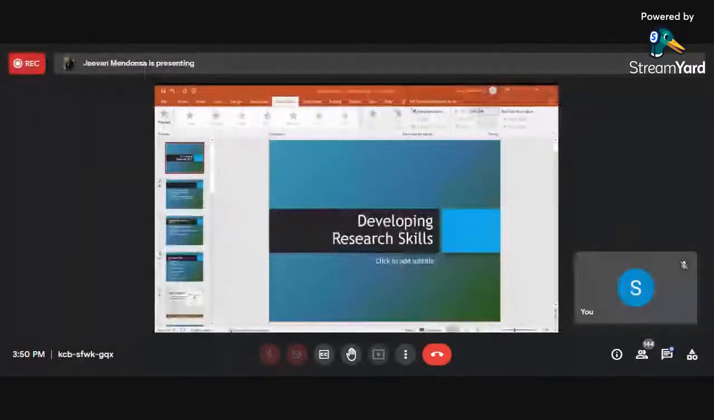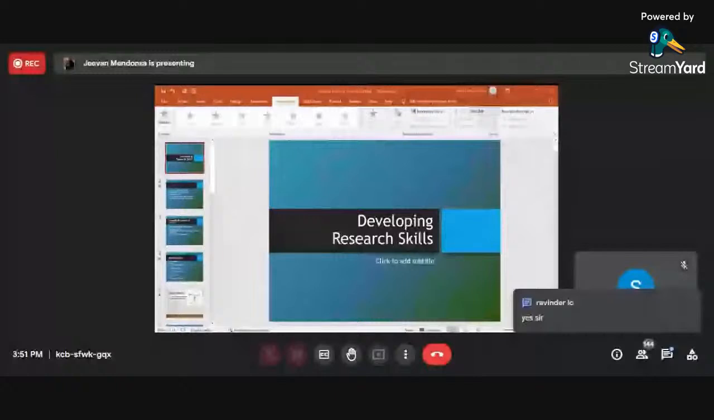So developing research skills is the topic of our webinar. What is the purpose of research? We are looking at developing research skills. If we have to develop those skills, we also need to be clear about what is the purpose, what is the goal for which we are developing research skills.